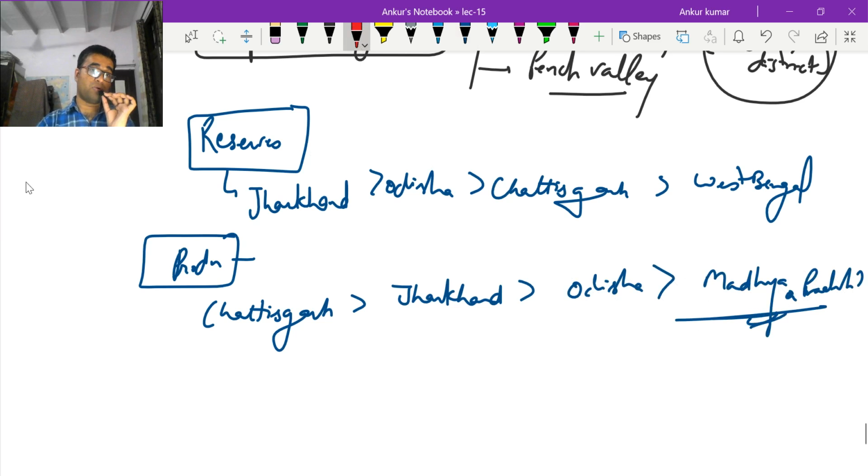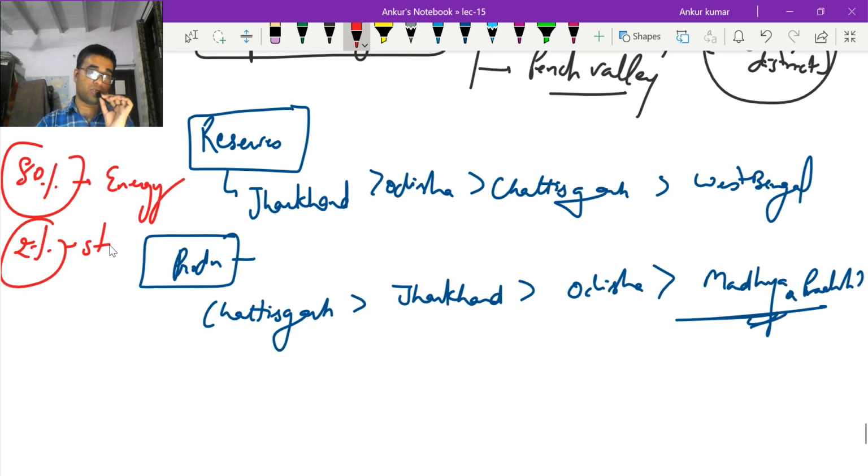And another important information about the coal is that 80% of coal is used in the energy sector, and close to 2% coal is used in the steel sector. So you can imagine, when 80% of coal is used in the energy sector and we are moving towards renewable energy, the importance of coal and the coal based industries will definitely decline. So this 80% will keep on reducing. Okay, so we have done the coal.